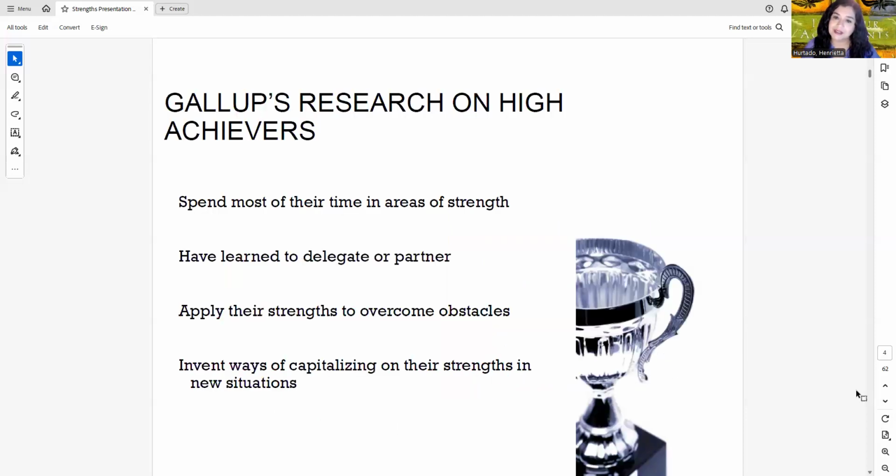So Gallup's research on high achievers found that most high achievers spend most of their time in areas of strength instead of weaknesses. And high achievers have learned to delegate or partner or work with others or in a team to achieve success, then apply their strengths to overcome obstacles with that awareness in mind, inventing ways of capitalizing on their strengths in new situations.